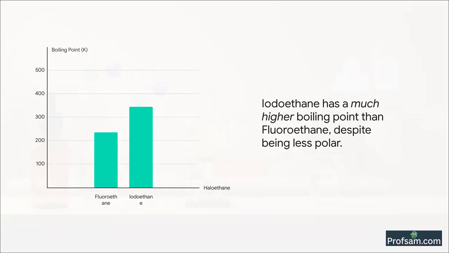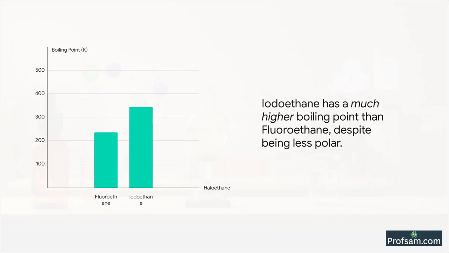But let's look at the real data. The facts tell a completely different story. The reality is the exact opposite. Look here. Fluoroethane boils at -37 degrees Celsius. It's a gas, even in a cold room. But iodoethane boils at +72 degrees Celsius. That's a difference of more than 100 degrees. So clearly, our first thought was wrong.